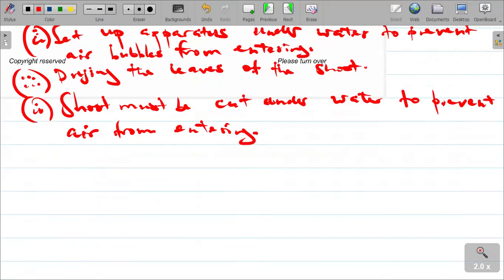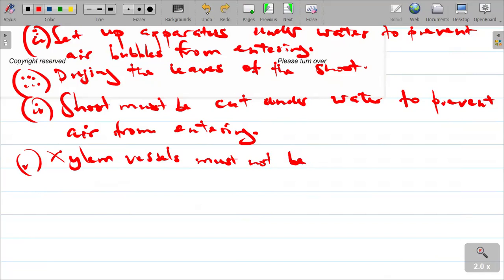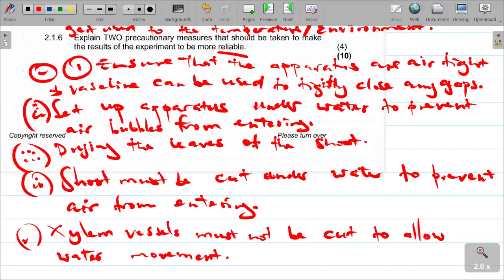And the xylem vessels must not be cut, in order to allow water movement. So the xylem vessels must remain intact in order for water to move. These are precautionary measures that can be put in place to make sure that the results are correct.